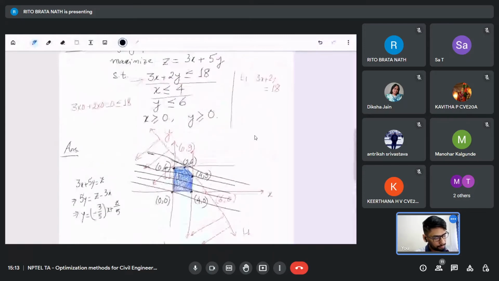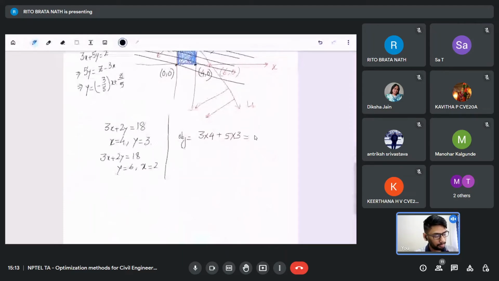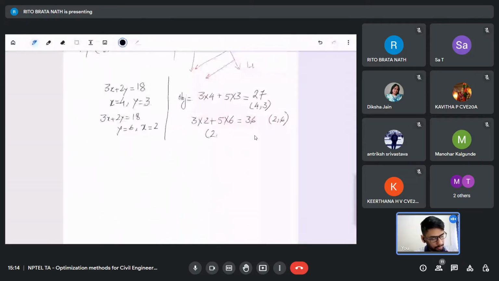So for 4 comma 3, you have your objective becomes 12 plus 15, 27. And for 2 comma 6, it becomes 36. And for all others, it will be less than 36 as well. So 2 comma 6 is indeed the point where this maximum occurs. So 2 comma 6 is the optimal solution here, and z equals 36.